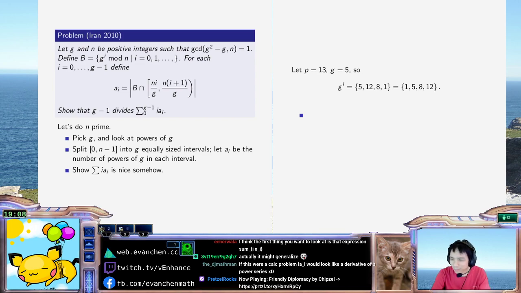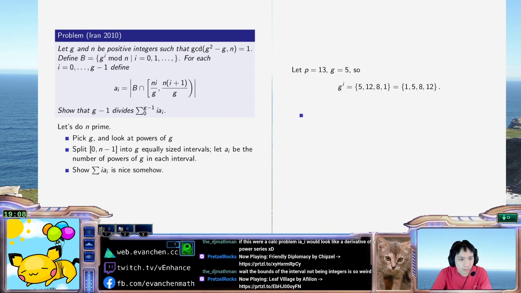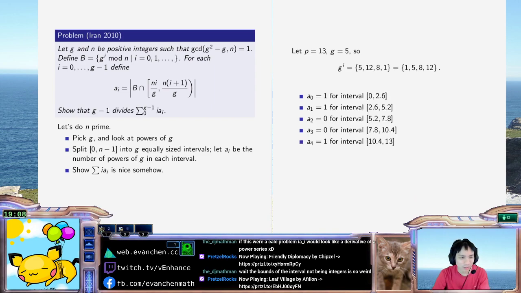So yeah, this problem. Okay, if it's just one, I'm going to be upset. 5.2, 7.8, A3, A4, 13. Also, I think the intervals are just weird. I don't understand why this is something you would look at. But sure enough, when I add these up, I get 0.